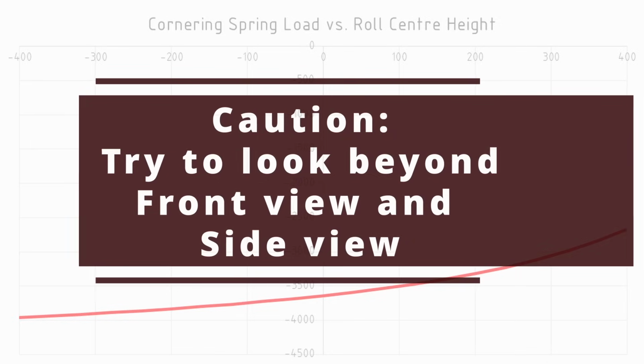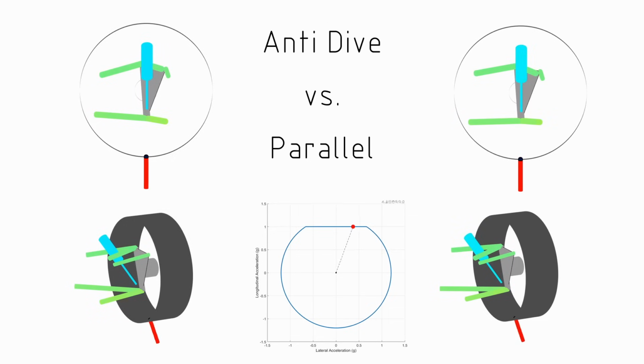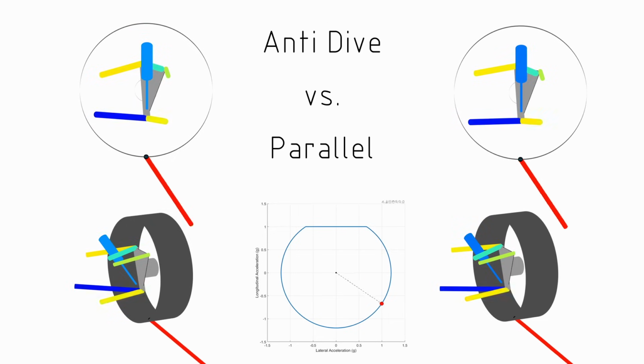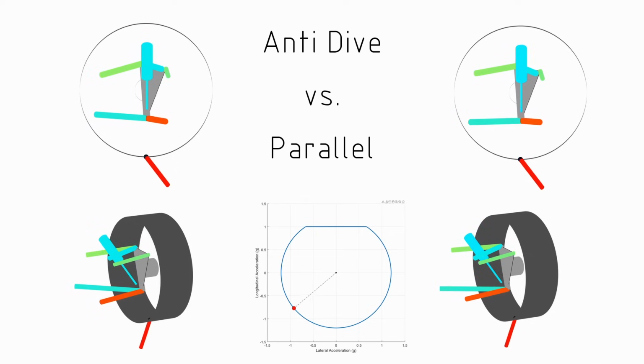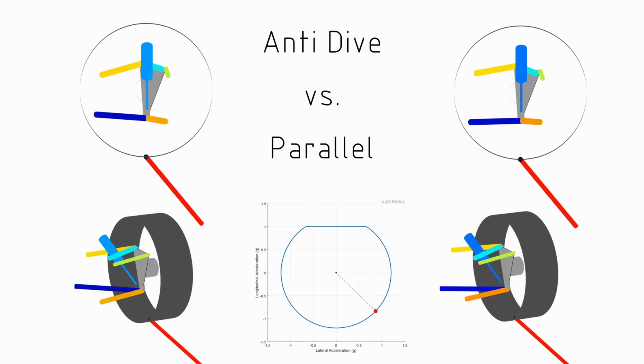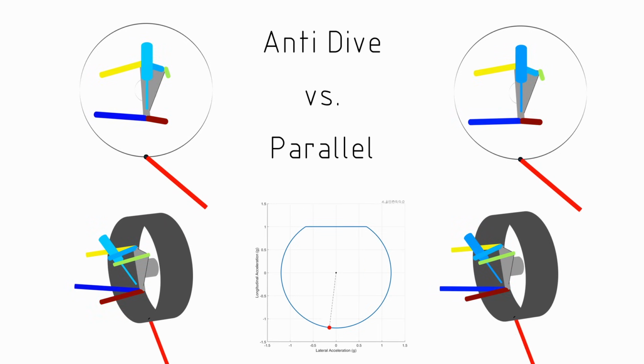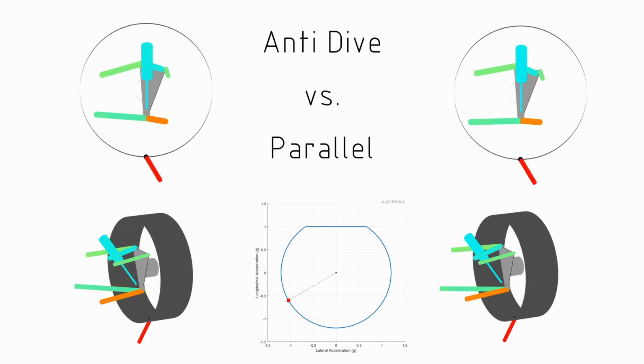When we make a change to anti-dive, we're not just going to be affecting the pure braking case, we're also going to be affecting the combined longitudinal and lateral case. And likewise, when we increase the roll center height, we're also going to have an effect in the longitudinal case, not just the lateral case. And really that leads me to the sixth and final insight I want to make based on these load calculations.